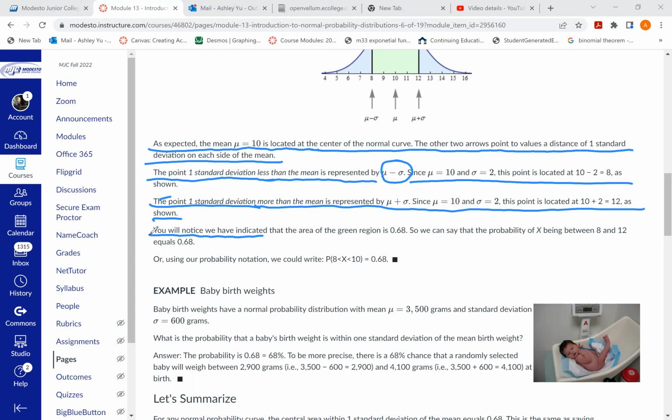You will notice that we have indicated that the area of the green region is 0.68, so we can say that the probability of x being between 8 and 12 equals 0.68. Or using probability notation, we could write the probability of x being between 8 and 12 is 0.68.